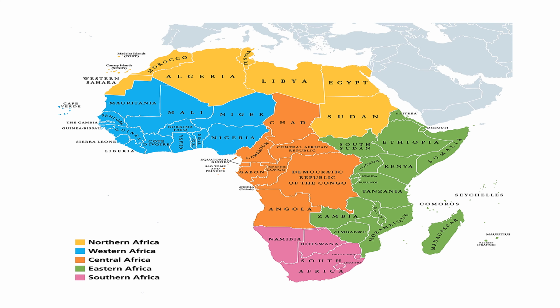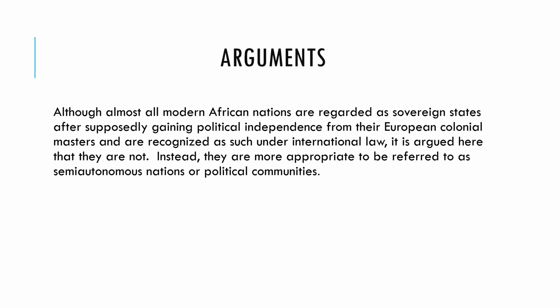This is the map of Africa showing the different regions of the continent. Although almost all modern African nations are regarded as sovereign states after supposedly gaining political independence from their European colonial masters and are recognized as such under international law, it is argued here that they are not. Instead, they are more appropriate to be referred to as semi-autonomous nations or political communities.